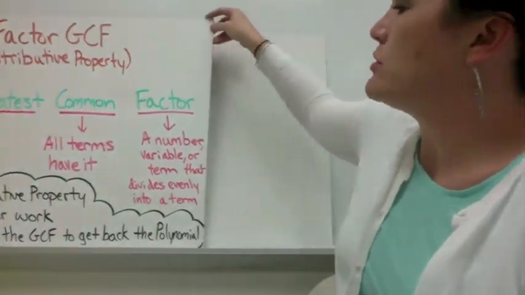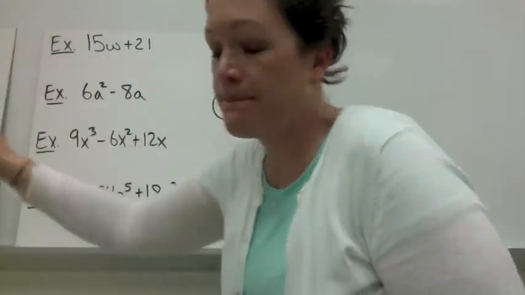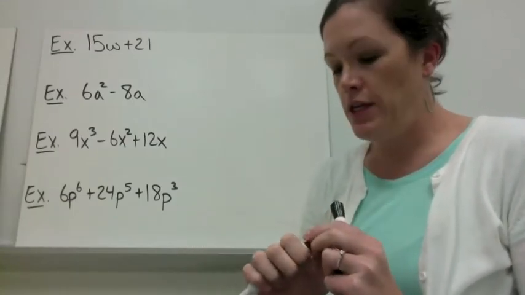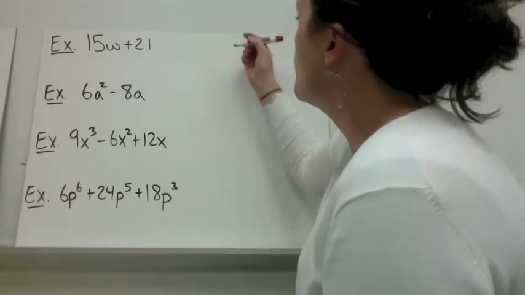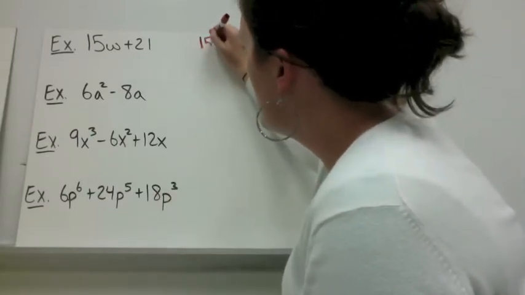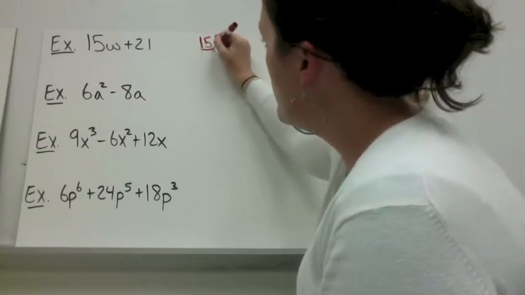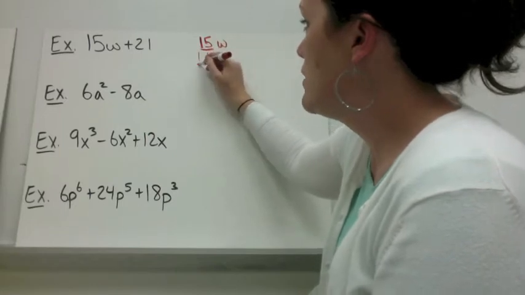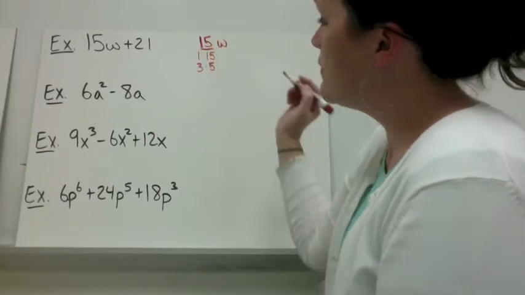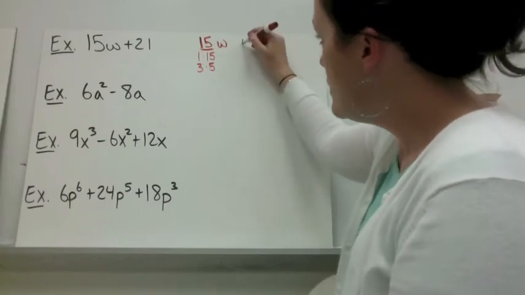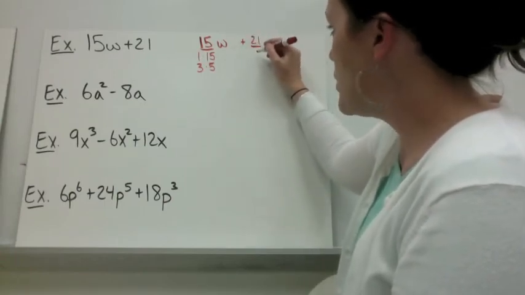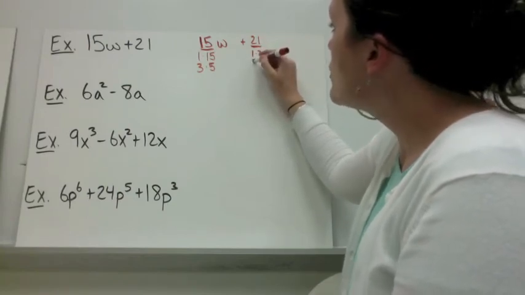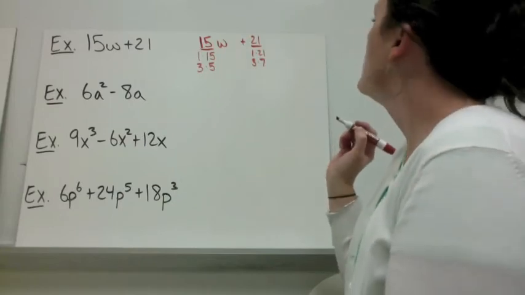Let's try some examples. So follow with me. Example 1 is 15w plus 21. So if we come over here and break up 15w, what would give me 15? We know 1 times 15 is 15, and 3 times 5 is 15. So let's see what it might have in common with 21. 21 comes from 1 times 21, 3 times 7, and that's it.